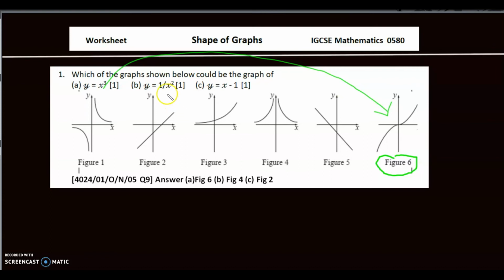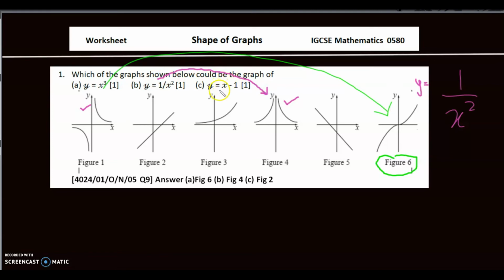Then we have 1 upon x squared, which is a reciprocal function. And since it's a reciprocal function, at x equals 0, we should get a math error in our calculator. So that means there's a discontinuity at x equals 0. So here's a graph with discontinuity at x equals 0, and here's a graph with discontinuity at x equals 0. Notice here that x is being squared, which means y will always be positive. So y will be above the x-axis. So this is the graph for y equals x squared.